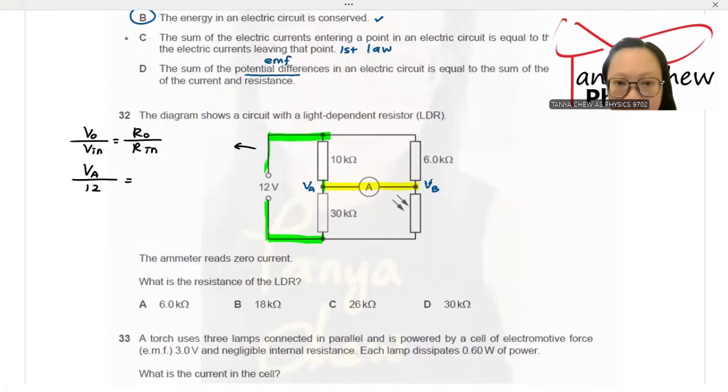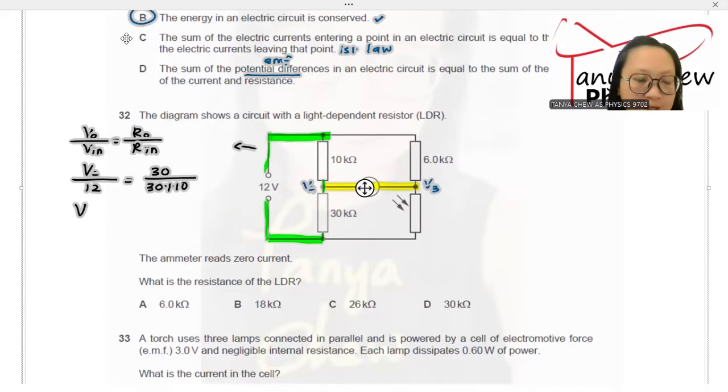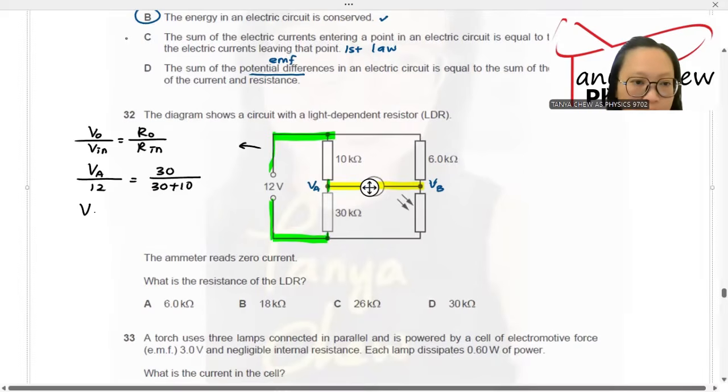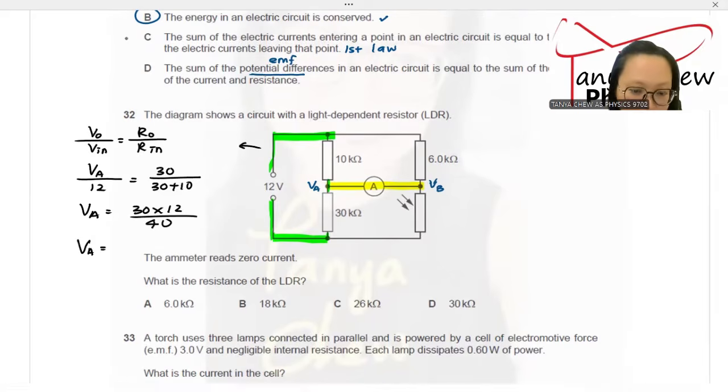R output is the one that is connected between VA and 0 volt. Yeah, this is 30 over total. R input is the total resistance, 30 plus 10. So VA is equal to 30 times 12 divided by 40. Now get a value of your VA. VA is equal to 9 volt.